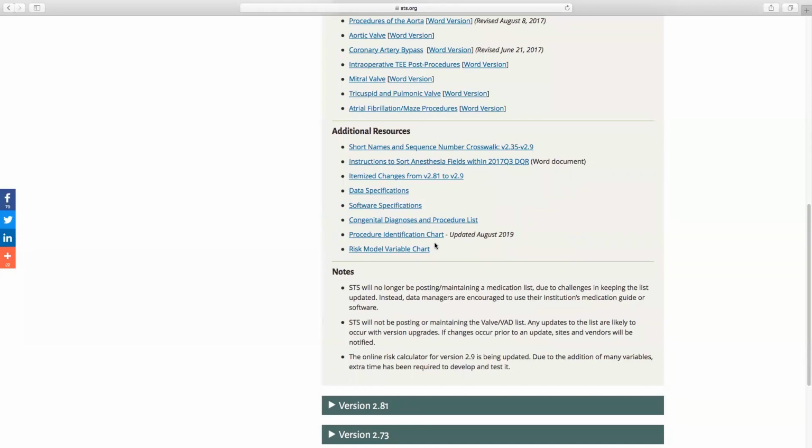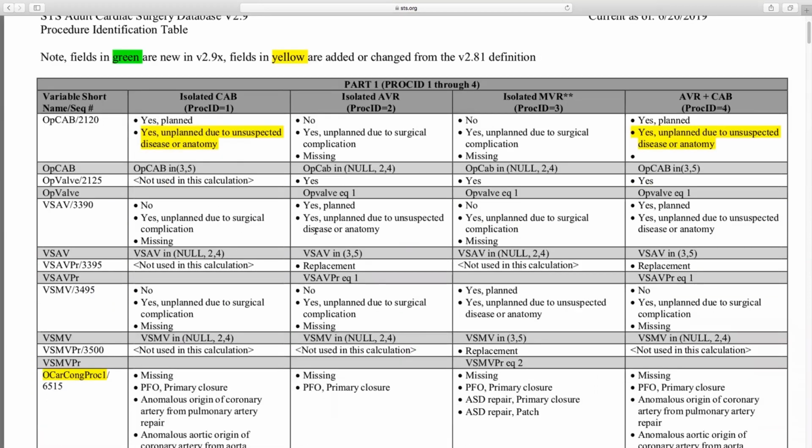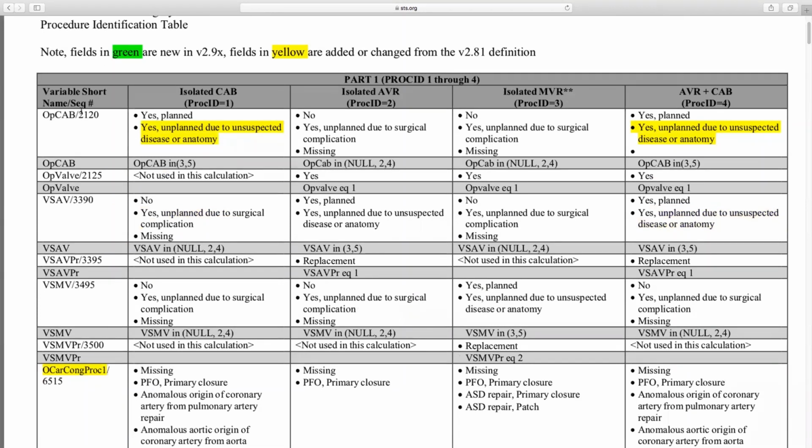The procedure identification chart is used to assign a procedure code to a procedure that has a risk model associated with it. So this is how we make the decision at the analysis end on what cases get analyzed and what cases don't get analyzed, and what cases you would get your O/E ratios on. I'm trying to make this smaller, but it's not going smaller. So I guess we're going to get stuck with this here.